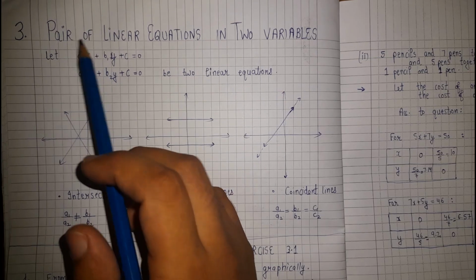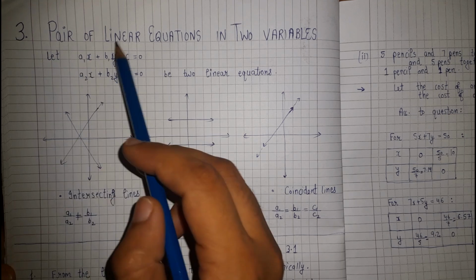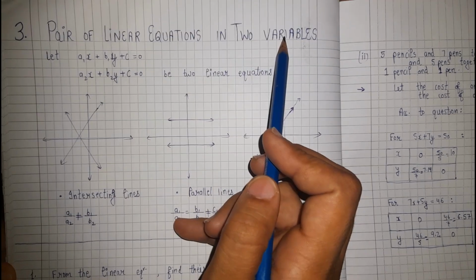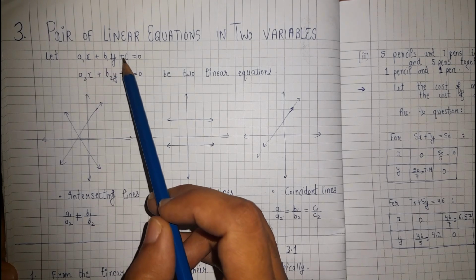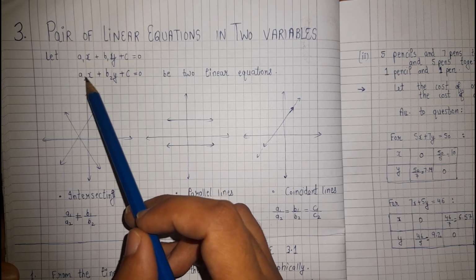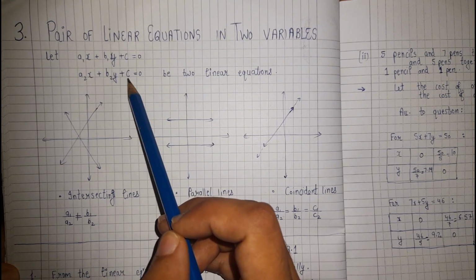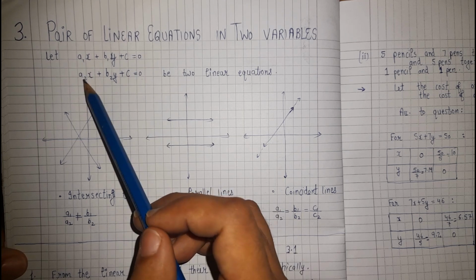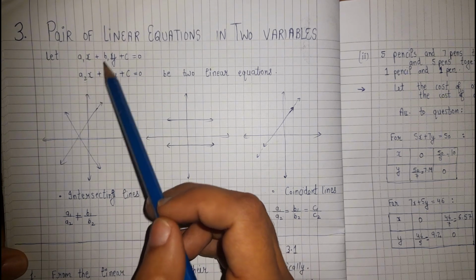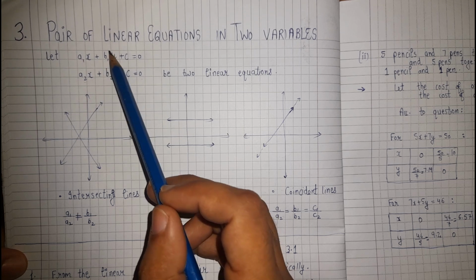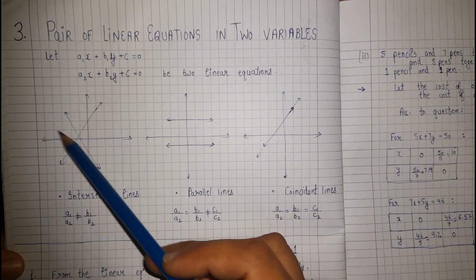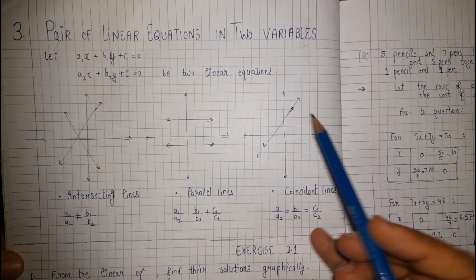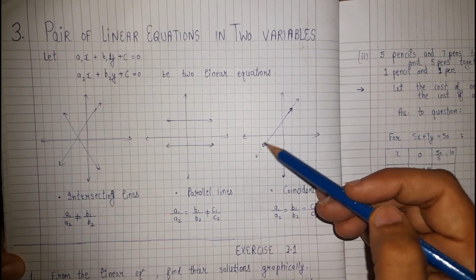Hello everyone, today we are going to start chapter 3, pair of linear equations in two variables. So consider the two linear equations a1x plus b1y plus c1 is equal to 0 and a2x plus b2y plus c2 is equal to 0. Here a1 and a2 are the coefficients of x and b1 and b2 are the coefficients of y. Now these two lines may intersect each other, may be parallel to each other, or may be coincident lines, that is, they lie on each other.